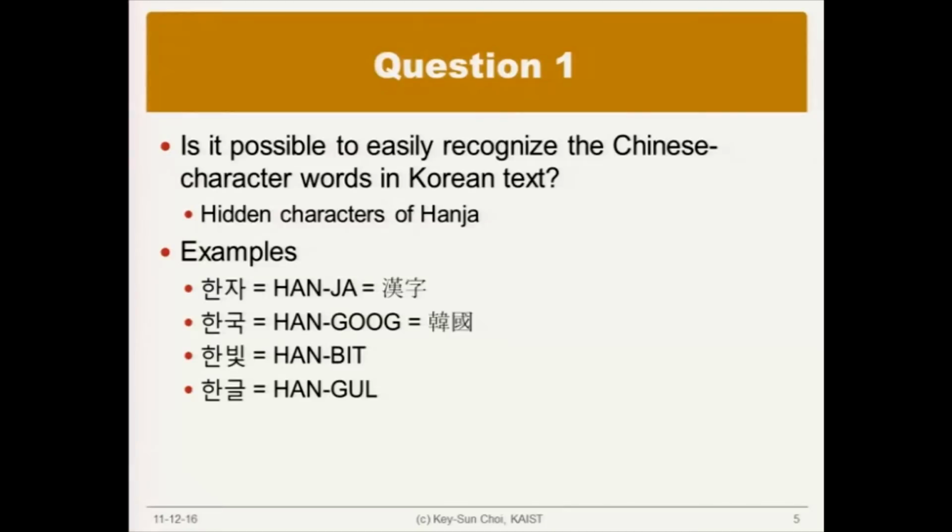But this particular character, bead or girl, has no pronunciation in Chinese character. So it is one clue to recognize easily what is Chinese character driven or not.